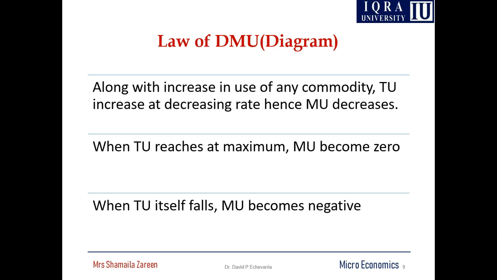There will be a point when the total utility reaches its maximum, meaning the person has no capacity to consume more. So marginal utility becomes zero. If the person consumes after that specific point, he may not feel well after consuming more ice cream, so marginal utility becomes negative.